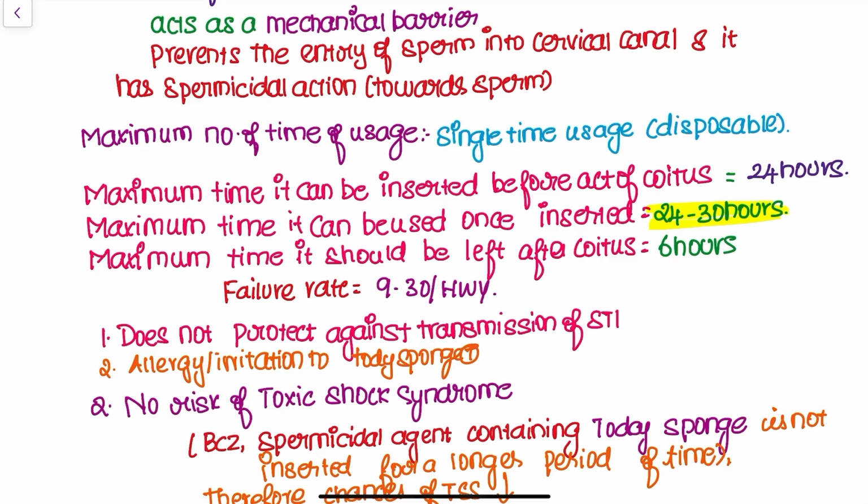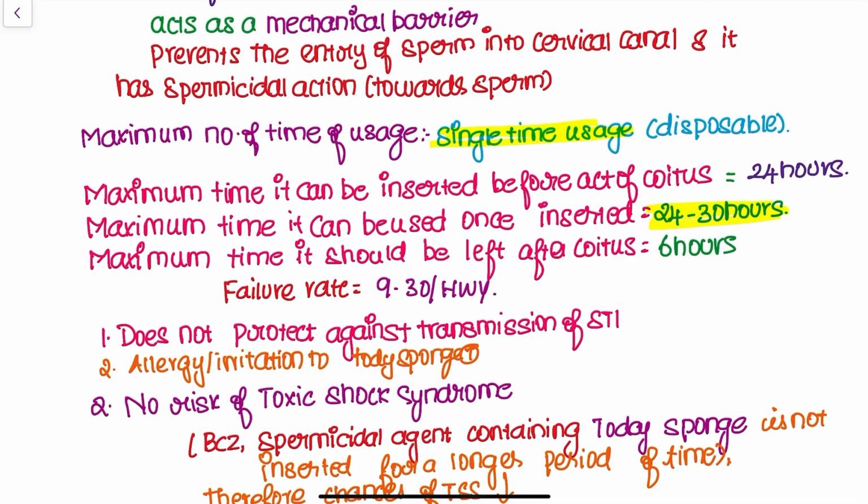So in one single day, if a female is going to have multiple acts of coitus, she can very well use this today's sponge because it is effective for 24 to 30 hours. After 24 to 30 hours, you have to remove this today's sponge and dispose of it. Clear? So the usage is single time usage. The maximum time it can be used once inserted is about 24 to 30 hours, right?